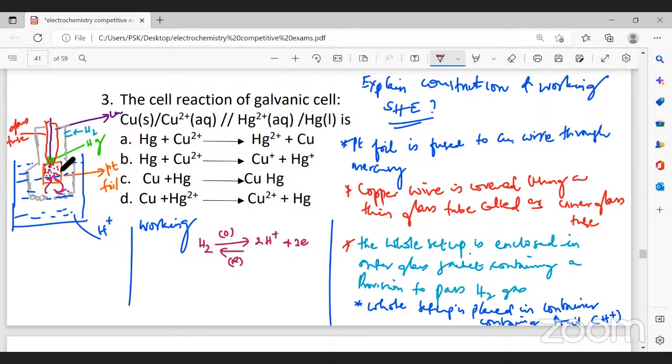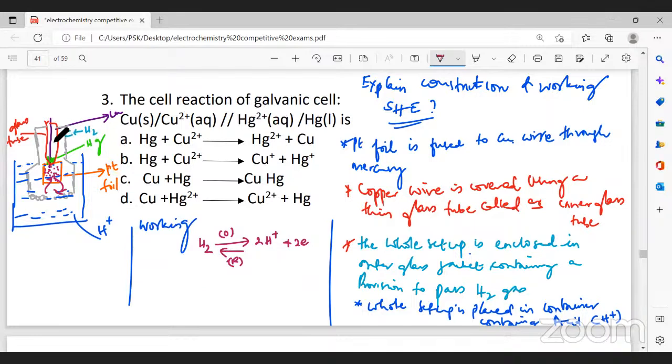One is the hydrogen gas adsorbed on the platinum foil can undergo oxidation, giving you 2 H+ ions and 2 electrons. Therefore, the hydrogen gas will dissolve in the acid. Or the H+ ions present here can undergo reduction and get deposited on platinum. So it's a reversible reaction. This is how a potential will be developed here, and that potential is assumed to be 0. We will learn about it later. This is the working of the hydrogen electrode.